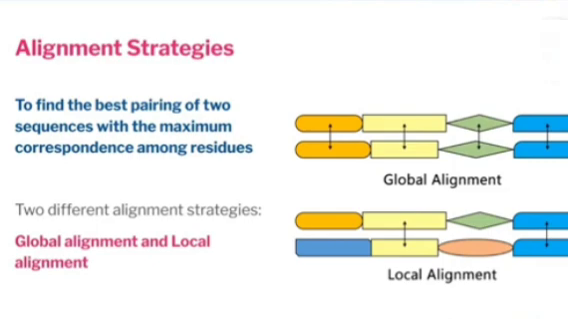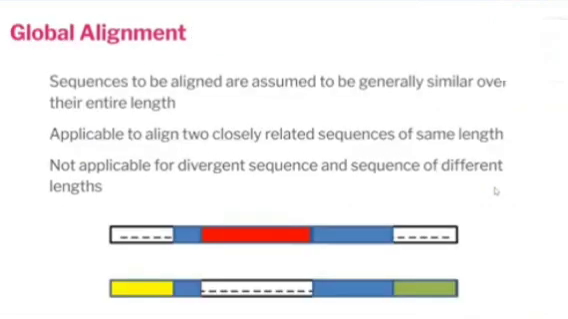To find the best pairing of two sequences, two different strategies are followed. These are called global and local alignment. Global alignment is done for the entire two sequences, whereas local alignment is done for specific stretches on both sequences. Global alignment is an end-to-end alignment strategy. It aligns each letter in each sequence once.